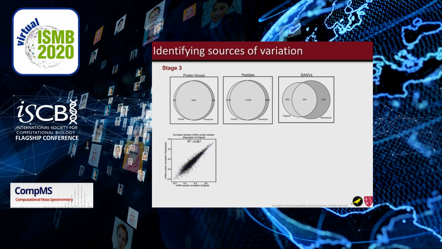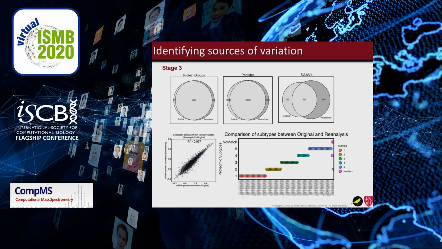So after looking at the mRNA protein correlation again, we wanted to look at the final results of the paper. And we found that the subtypes between both the original and our analysis were very similar, except a couple of samples. One was present in the original and absent in the reanalysis, and one was added in the reanalysis and absent in the original. But by and large, they remained very similar to each other.